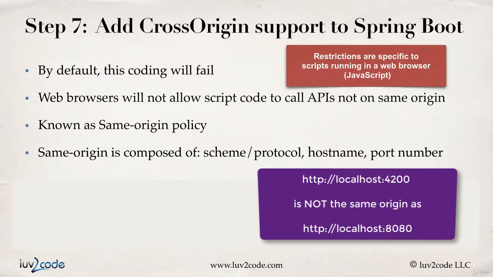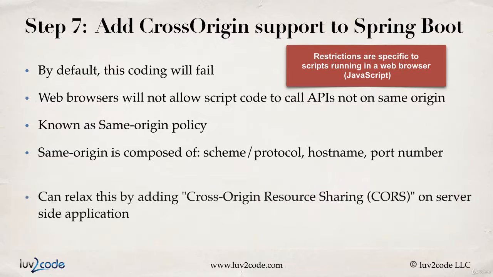Now, this same origin policy only applies to scripts running in a web browser. All right, because you're probably wondering, well, we could access REST APIs using a browser or using Postman. What's the big deal here? This is for JavaScript code that's running in a web browser. So that's the restriction: JavaScript in a browser. But we can relax this security piece by adding the cross-origin resource sharing support, or CORS. And so we can make this modification on our server-side application. We can make this mod on our Spring Boot application.